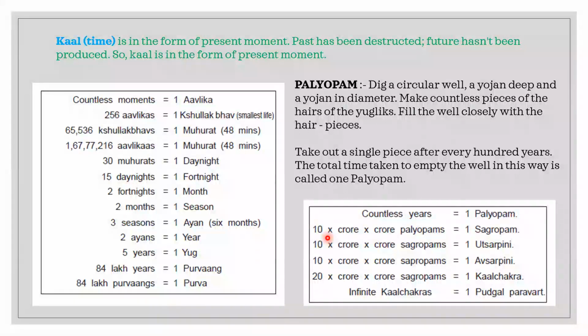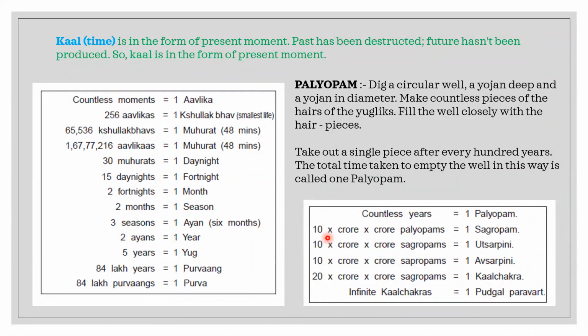And after Palyopam is a Sagaropam. So 10 crores times crores Palyopam, that is 10 Koda Kodi Palyopam, is known as one Sagaropam. And 10 Koda Kodi Sagaropam is one Utsarpini or one Ausarpini. And one Kal Chakra is one Utsarpini plus one Ausarpini, that is 20 Koda Kodi Sagaropam. And Anant Kal Chakra is one Pudgal Paravart Kal. In future classes, we'll talk about what is Pudgal Paravart Kal.